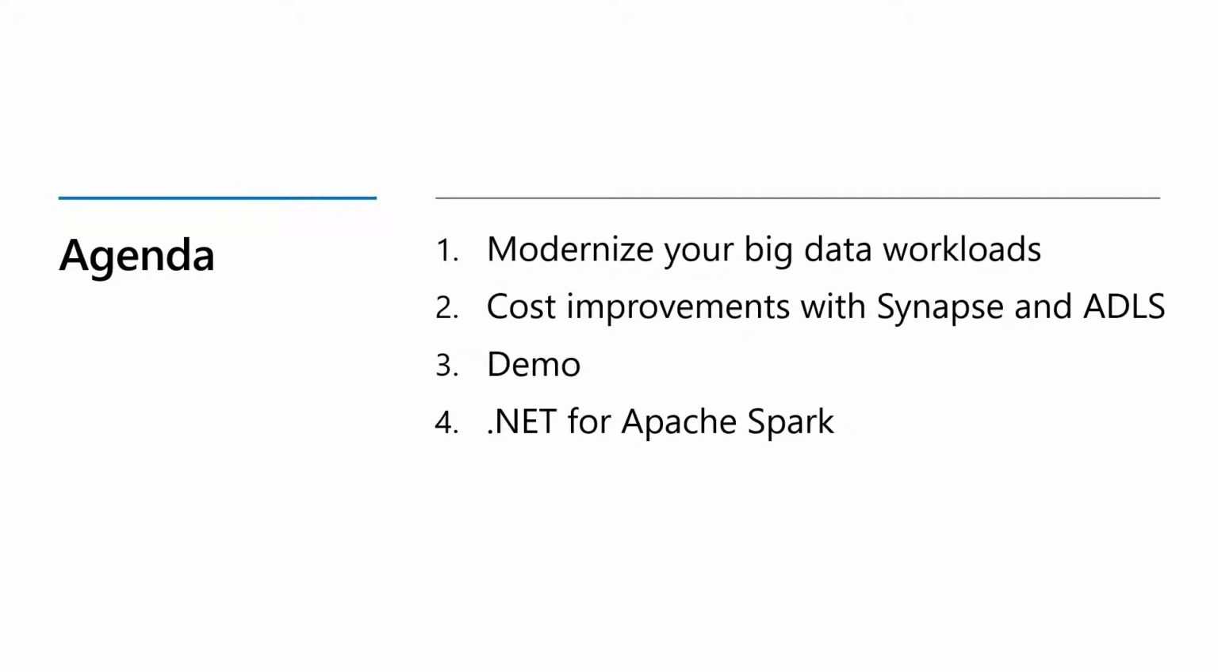So let's get started. Today we're going to look at ways in which we can modernize these big data workloads to drive cost efficiencies into them. Then we're going to look specifically at the cost improvements that are associated with the integration between Azure Synapse and Azure Data Lake Storage. Michael's then going to take us through a demo where we're going to show many of the features that we've been speaking about, and then we're going to end up with an exciting announcement around .NET for Apache Spark.